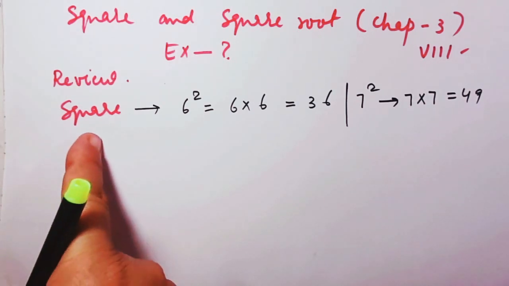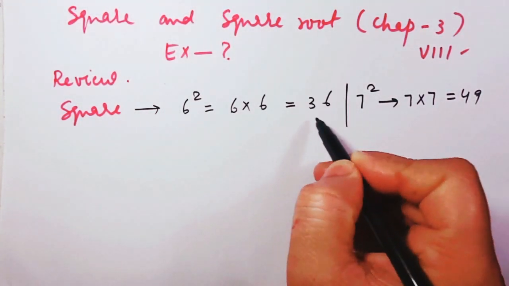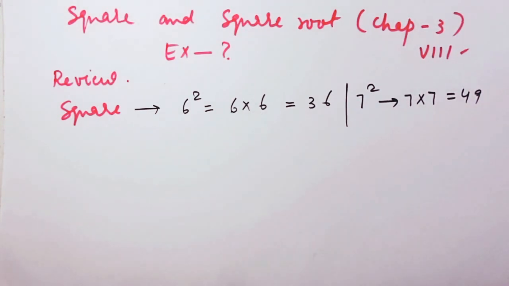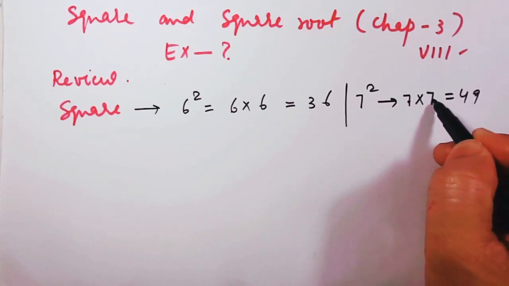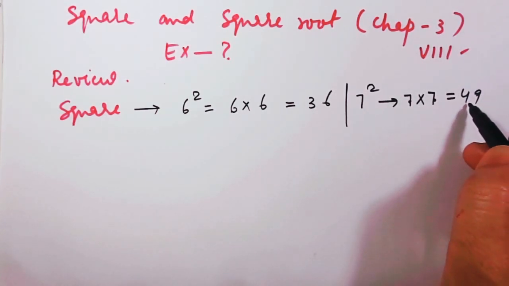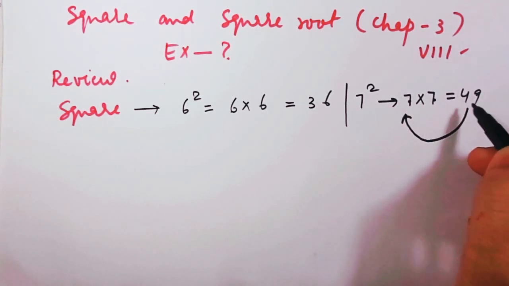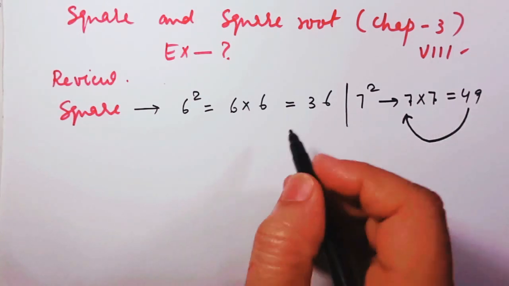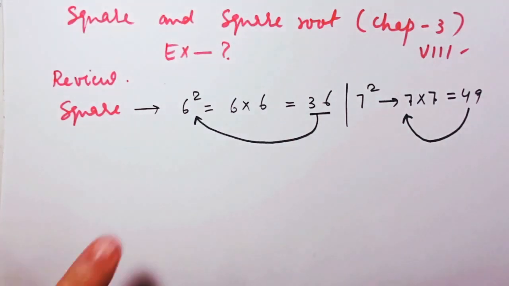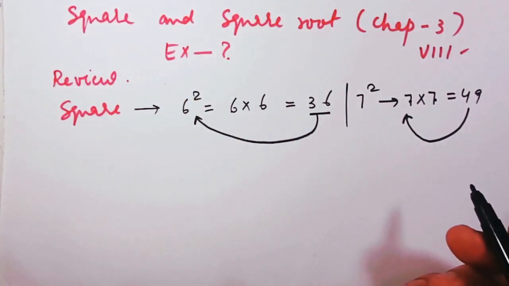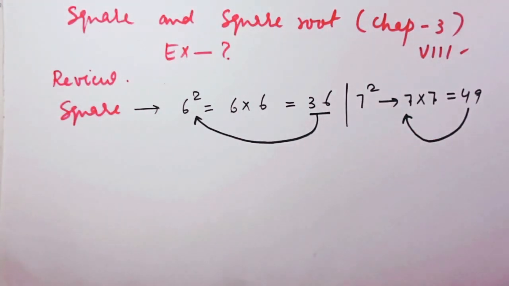So what do you mean by square? If a number is multiplied by itself, the product is called the square of the number. Whatever we obtain, 49 is the square of 7, or 36 is the square of 6. 7 times 7 is 49, or we can say 49 is the square of 7.